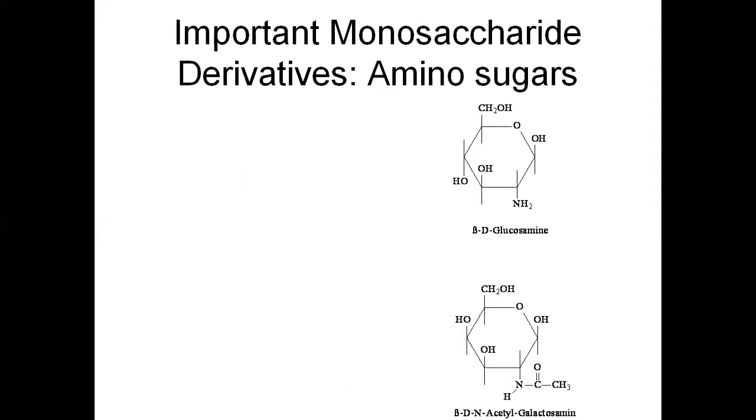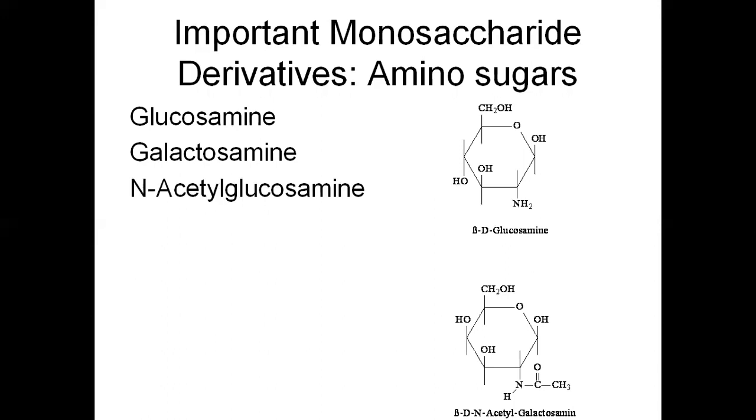There are also amino sugars. Glucosamine, which I am showing in the most important beta D form, galactosamine, which is not shown, N-acetylglucosamine, which is not shown, and N-acetylgalactosamine. You should convince yourself that you know how to draw the structure of galactosamine and N-acetylglucosamine from the information presented here.